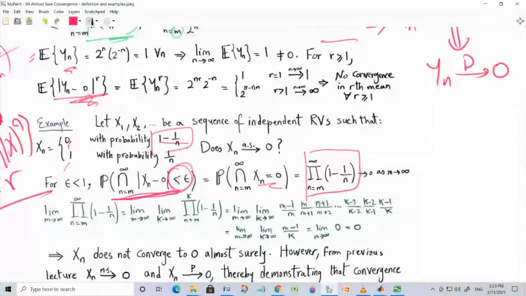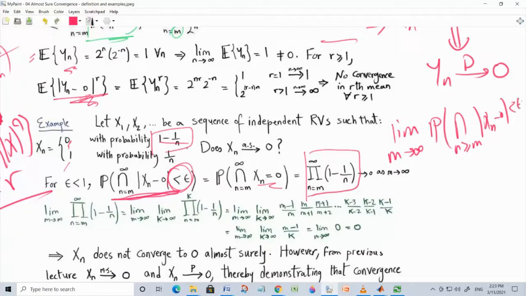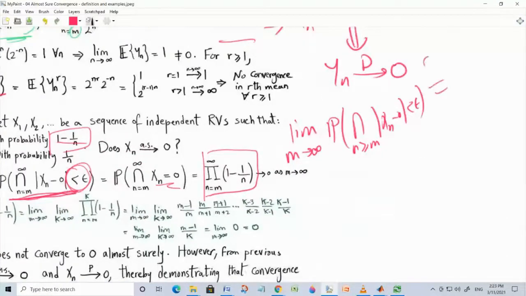Are we done? Of course, we need to study the limit as n goes to infinity of the probability of the intersection, n greater than or equal to m, of |xn minus 0| less than epsilon. What is this thing? Is it 0? If it's 1, then we have almost sure convergence. If it's anything other than 1, we don't. So the question is: is it 1?